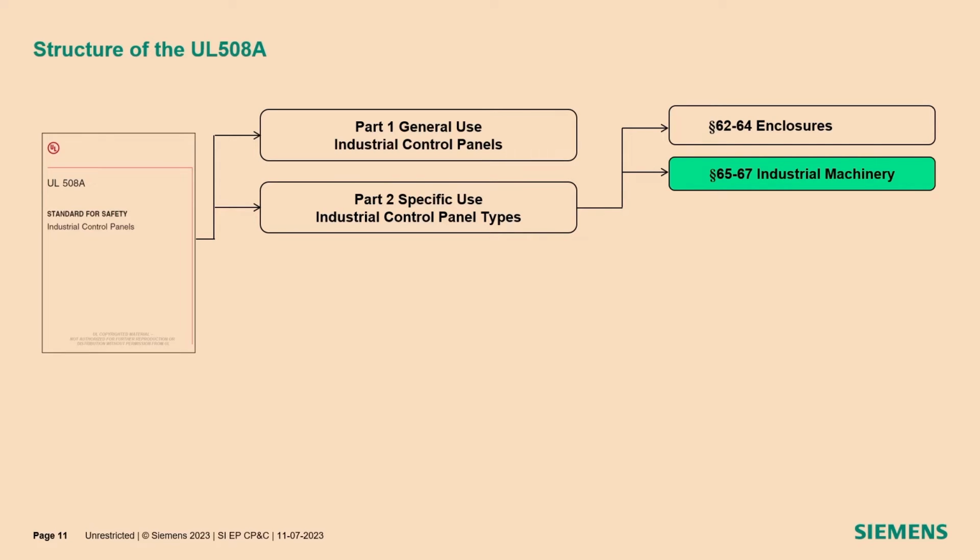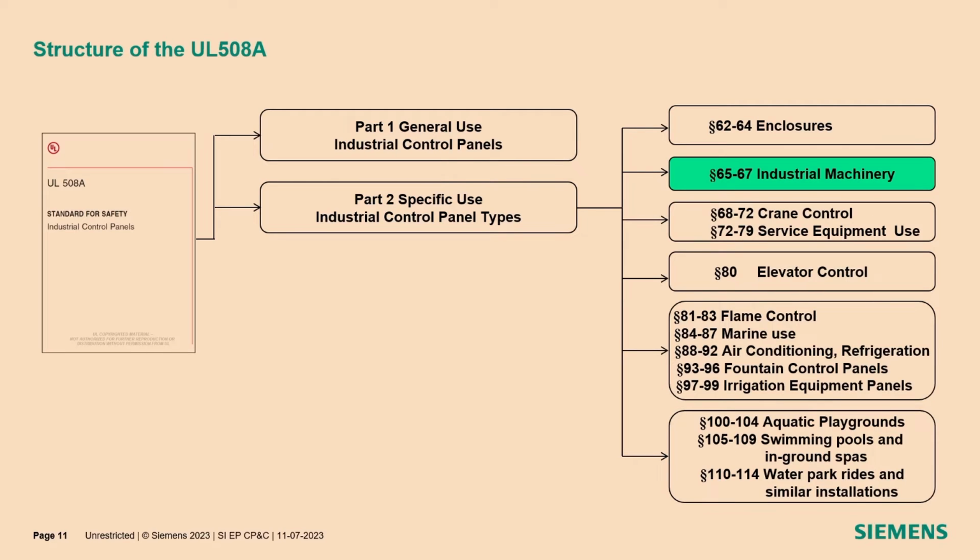So chapters 65 to 67 are primarily used with part number 1 if the industrial control panel controls an industrial machinery. But as I told you in the beginning, there are also other applications like this you see here, from crane control to water park, Disney's and flame control, marine, and everything you see here. And in the specific use part, you see chapter number 80. Chapter number 80 is for elevator control, but I can tell you in the newest version of the standard, the elevator control chapter is deleted.